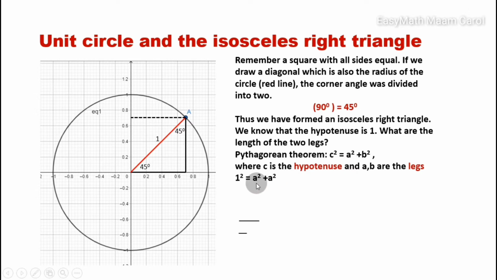A squared is the same, a squared pa rin, pero pinalitan ko yung b squared ng a squared din. Why? It's because we know that a is equal to b. So sabi nga doon, bakit ka pa kailangan mo ng dalawang variables kung pwede mo namang gawing isa lang sila? Since they are equal, then I can change b into a. Thus, I have this equation, a squared equals a squared plus a squared. So 1 squared is equal to a squared plus a squared.